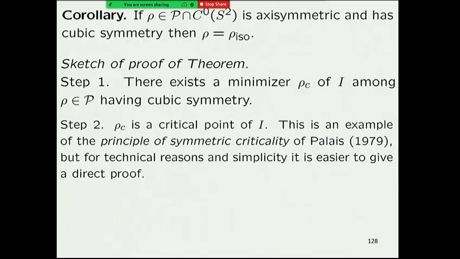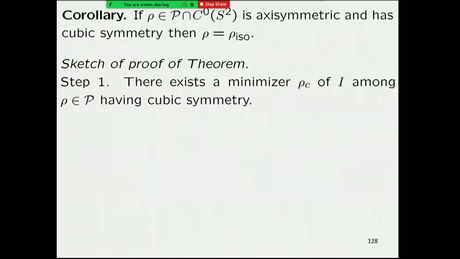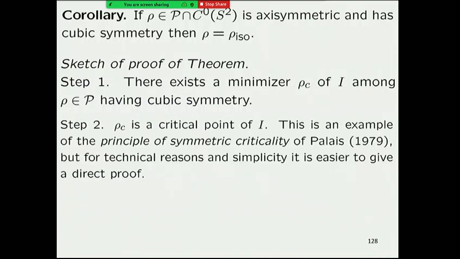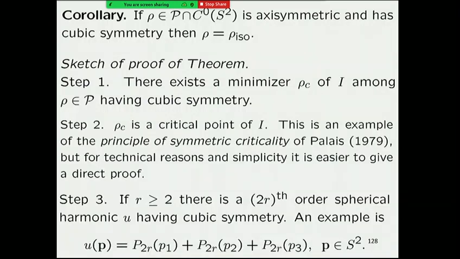So that's the second step. Now, if R is bigger or equal to 2, there is a 2R-th order spherical harmonic having cubic symmetry, and an example is given by the sum of P_2R of p1 plus P_2R of p2 plus P_2R of p3.